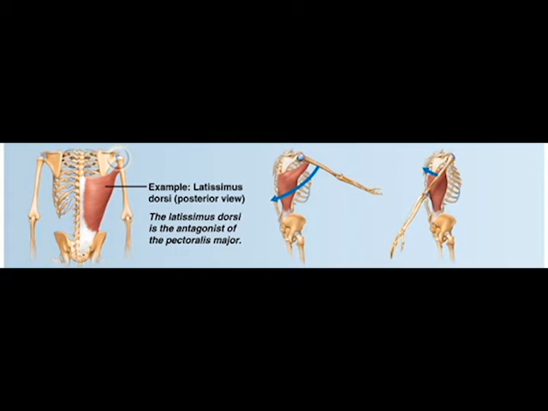When a muscle crosses over the posterior side of the joint, it can produce extension. An example of this would be the latissimus dorsi, which is the antagonist of the pectoralis major. The latissimus dorsi posteriorly crosses over the glenohumeral joint, allowing the entire arm to extend.